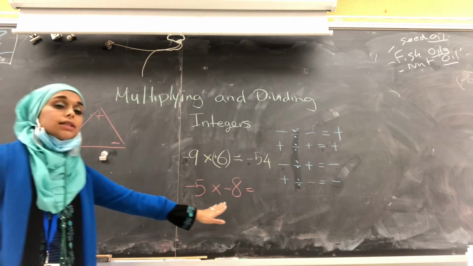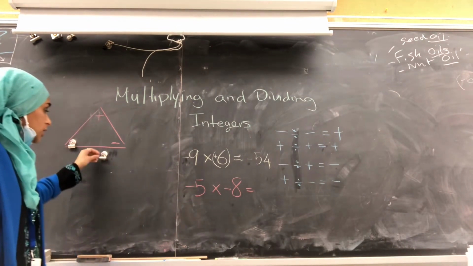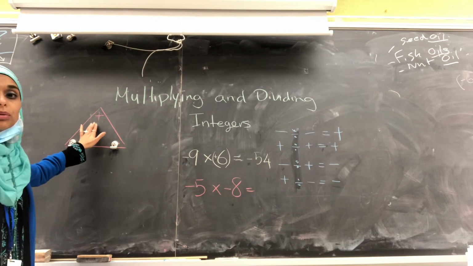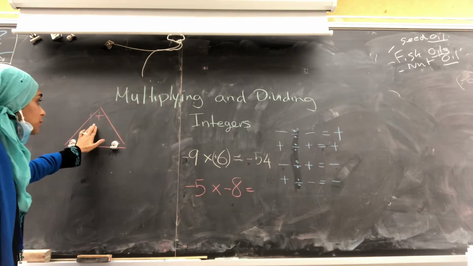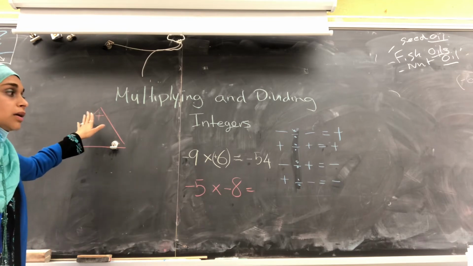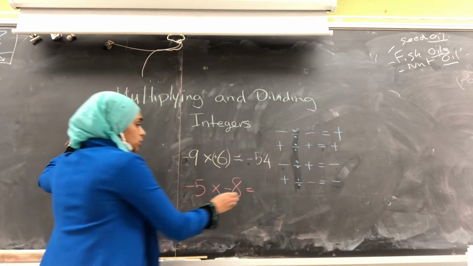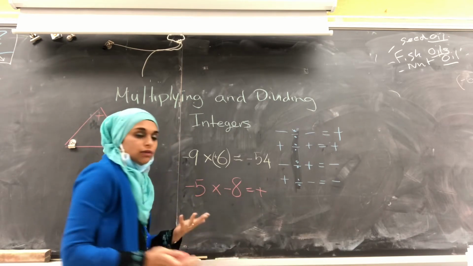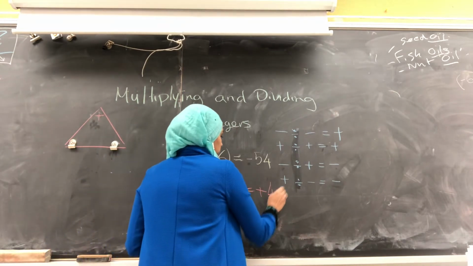And I see my next integer is also a negative sign, so I take my other magnet and I cover up that negative sign. So I know that my product is going to be a positive, because that is the only integer that's showing as a positive integer. And then I just do multiplication. So what is 5 times 8? And 5 times 8 is 40.